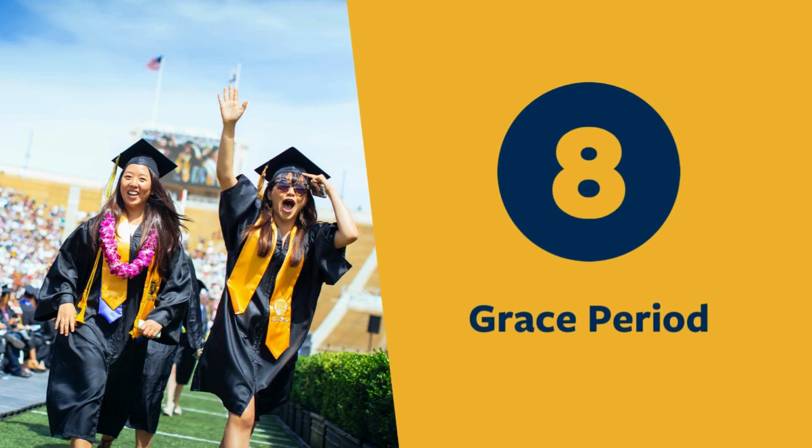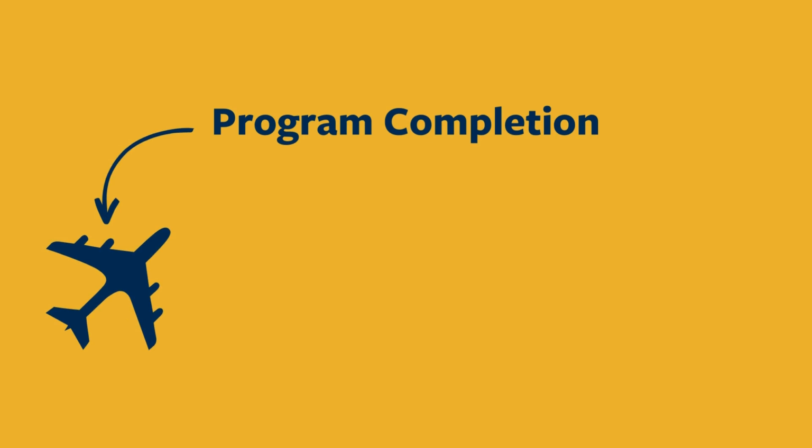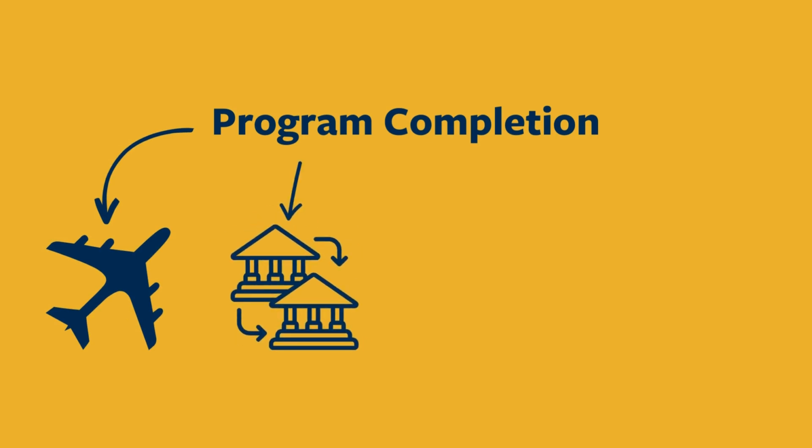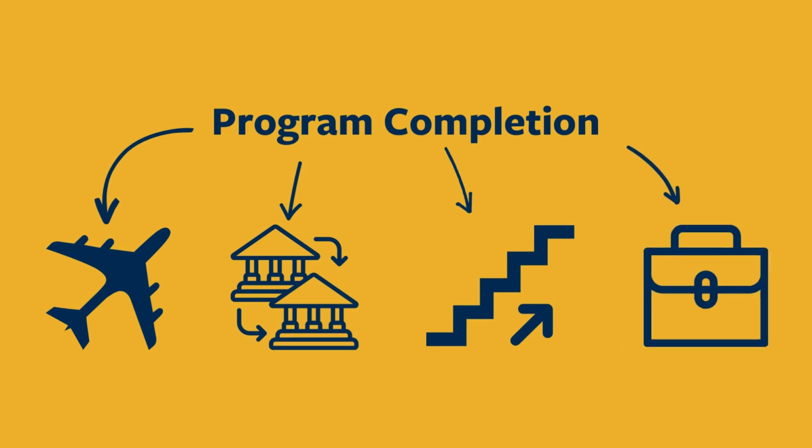The eighth rule is to be aware of your grace period and what you are allowed to do after your program of study ends. When you complete your program of study, you will be allowed a grace period to plan your next steps. During this time, you can depart the U.S., transfer to a different institution, change your level of study at UC Berkeley, or prepare for post-completion employment. If you are planning to work after graduation, you should talk to a BIO advisor to take the correct steps and find a plan that is right for your visa status.